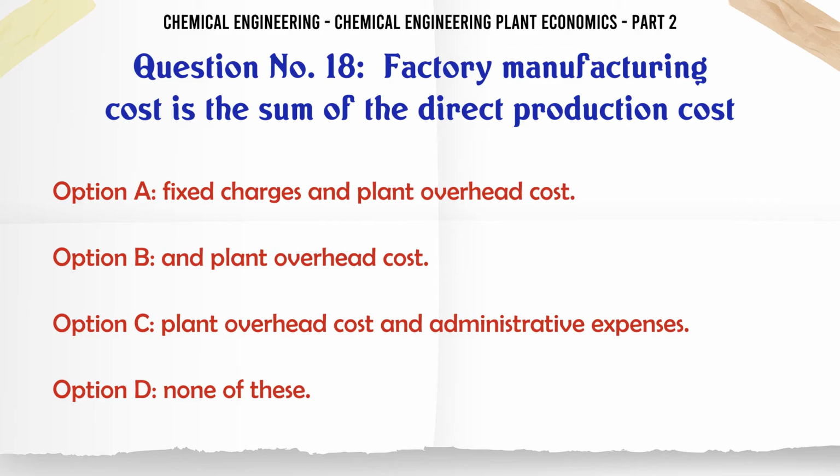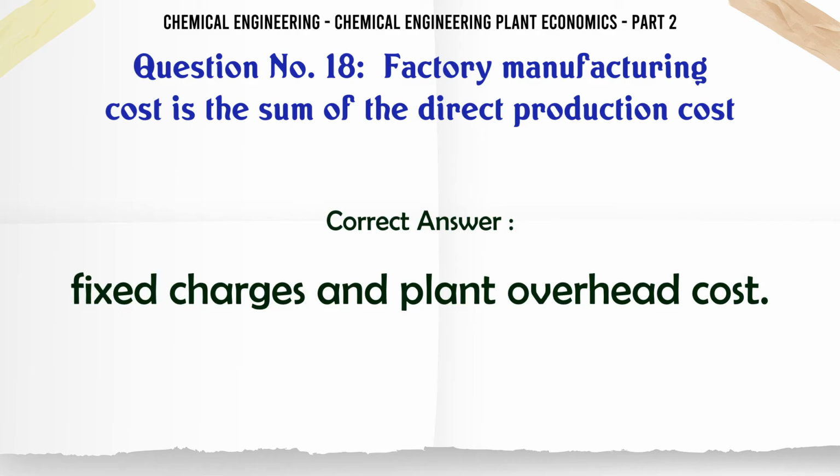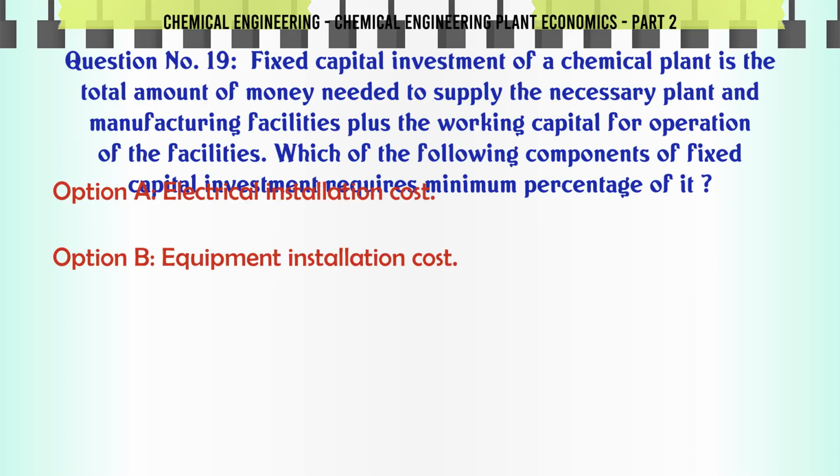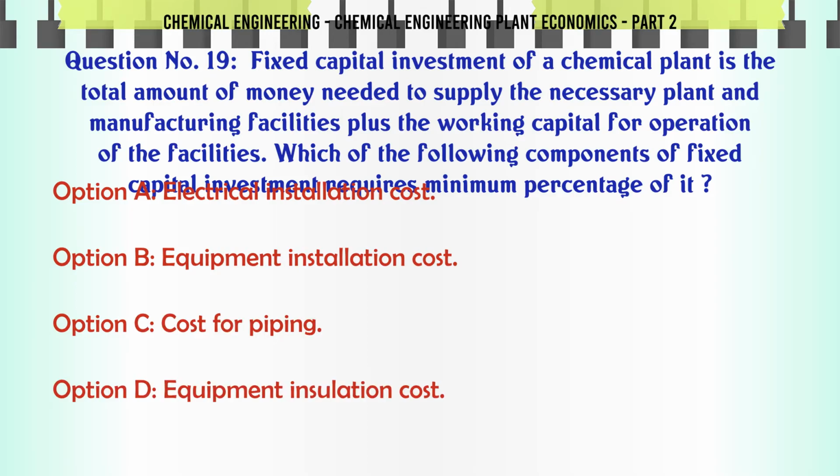None of these. The correct answer is fixed charges and plant overhead cost. Fixed capital investment of a chemical plant is the total amount of money needed to supply the necessary plant and manufacturing facilities plus the working capital for operation of the facilities.